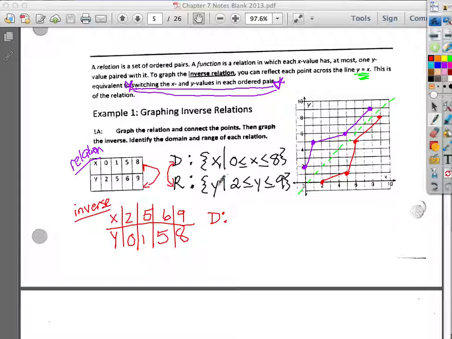So the range of the relation becomes the domain of the inverse. I don't write y though, I write x. And then it'll be between 2 less than or equal to x less than or equal to 9. And then we'll go with the range. We'll do a little friendly y, and that would be 0 less than or equal to y less than or equal to 8.